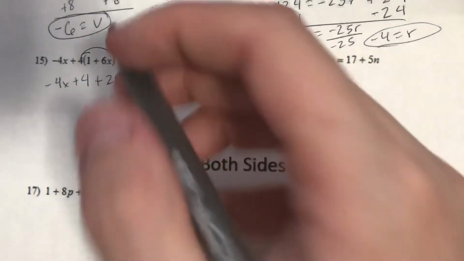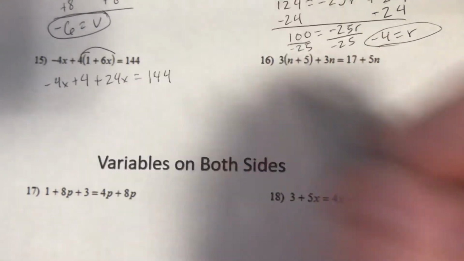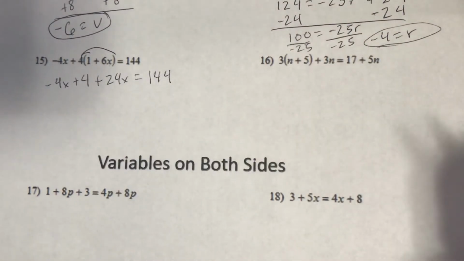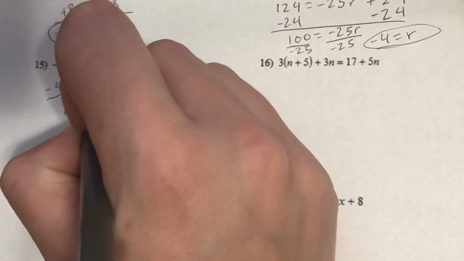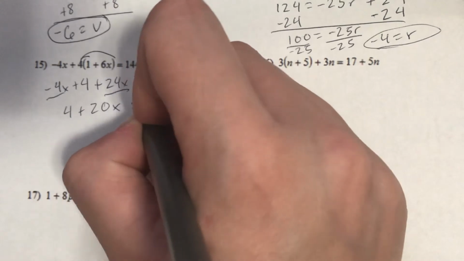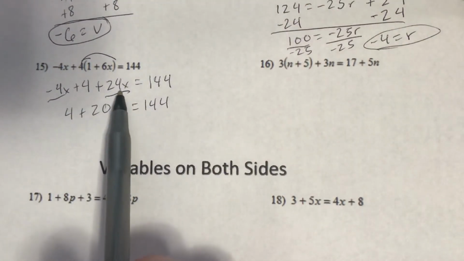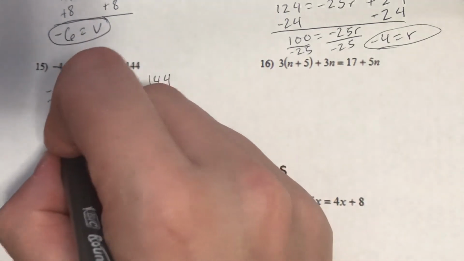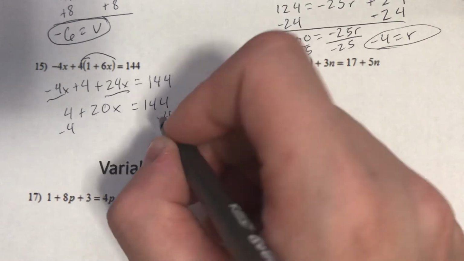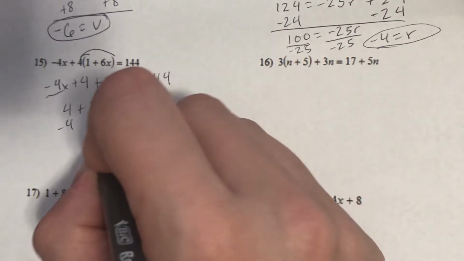All right, and then I'm just going to rewrite this side. There's nothing I really have to do over on this side. It's just a 144. Then again, I'm going to combine my like terms. We get 4 plus 20x is equal to 144. Again, these are different signs, so I subtract, keep the sign of the bigger number. And then I'm going to subtract 4. So I get 20x is equal to 140.